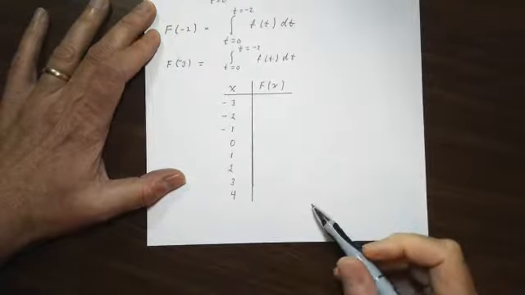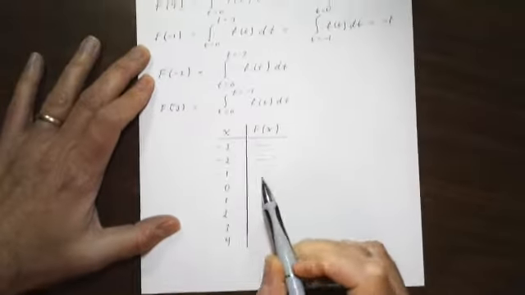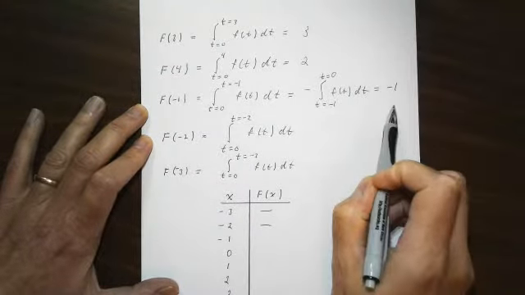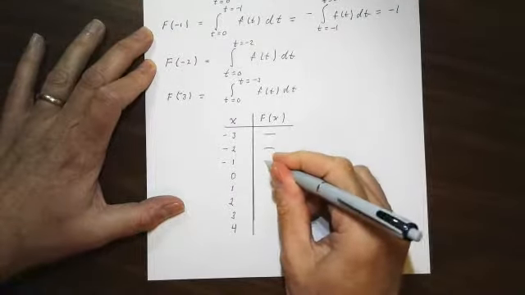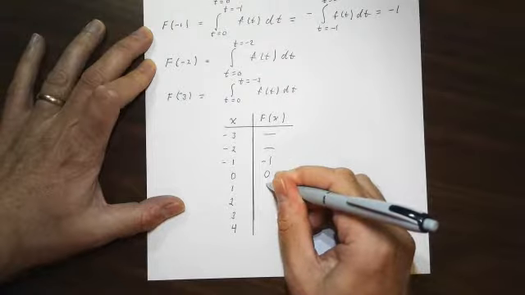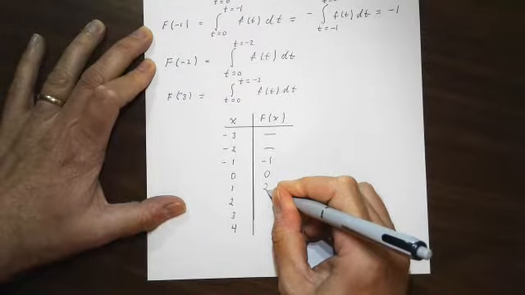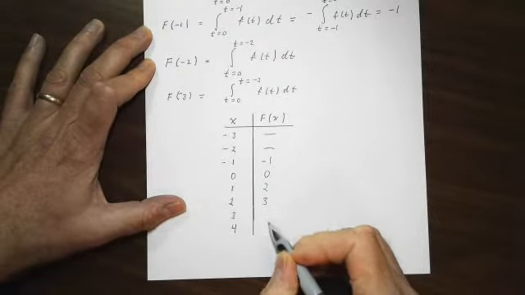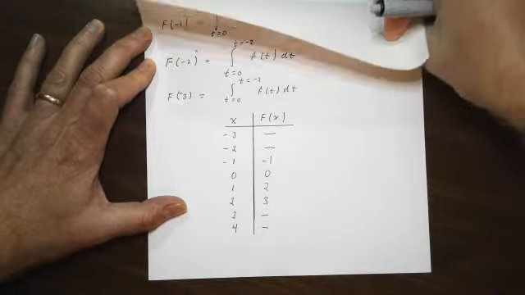Now we can make a table of values. -3 and -2 I'm going to leave blank because I want you to fill those out. In other words, we're going to take all of these results, we're going to plug in the x value, and we're going to write down what the result was. F of -1 was -1. So I'll put a -1 there. Capital F of 0 was 0. Capital F of 1 was 2. Capital F of 2 was 3. And we didn't do F of 3 or F of 4, but those would be fairly straightforward to do as well. So that's how the area accumulator function works.